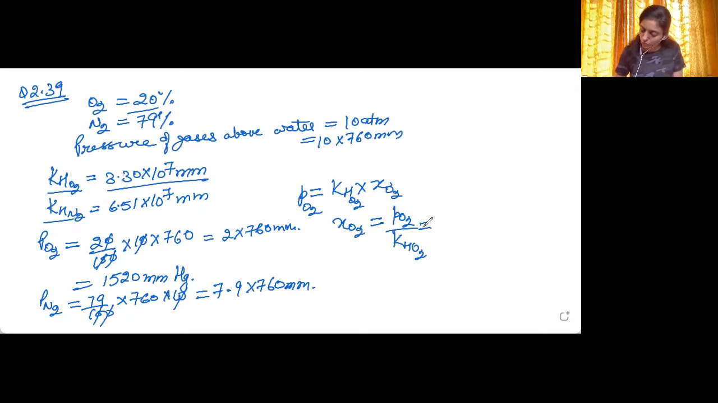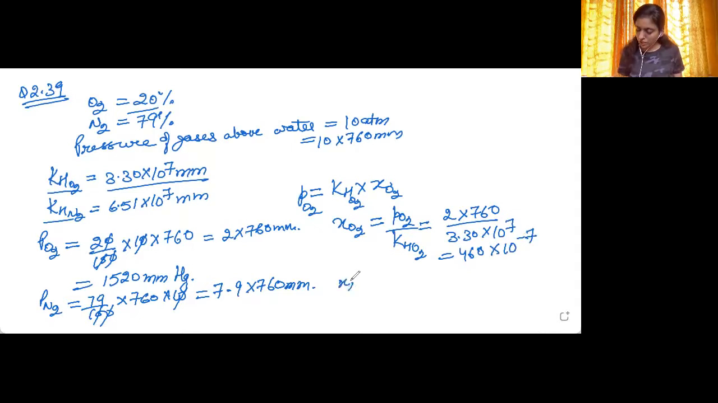So it is equal to 2 multiplied by 760 upon KH. KH has been given to be equal to 3.30 into 10 raised to the power 7. So it will be equal to 2 multiplied by 760 divided by 3.3, 460 multiplied by 10 raised to the power minus 7.